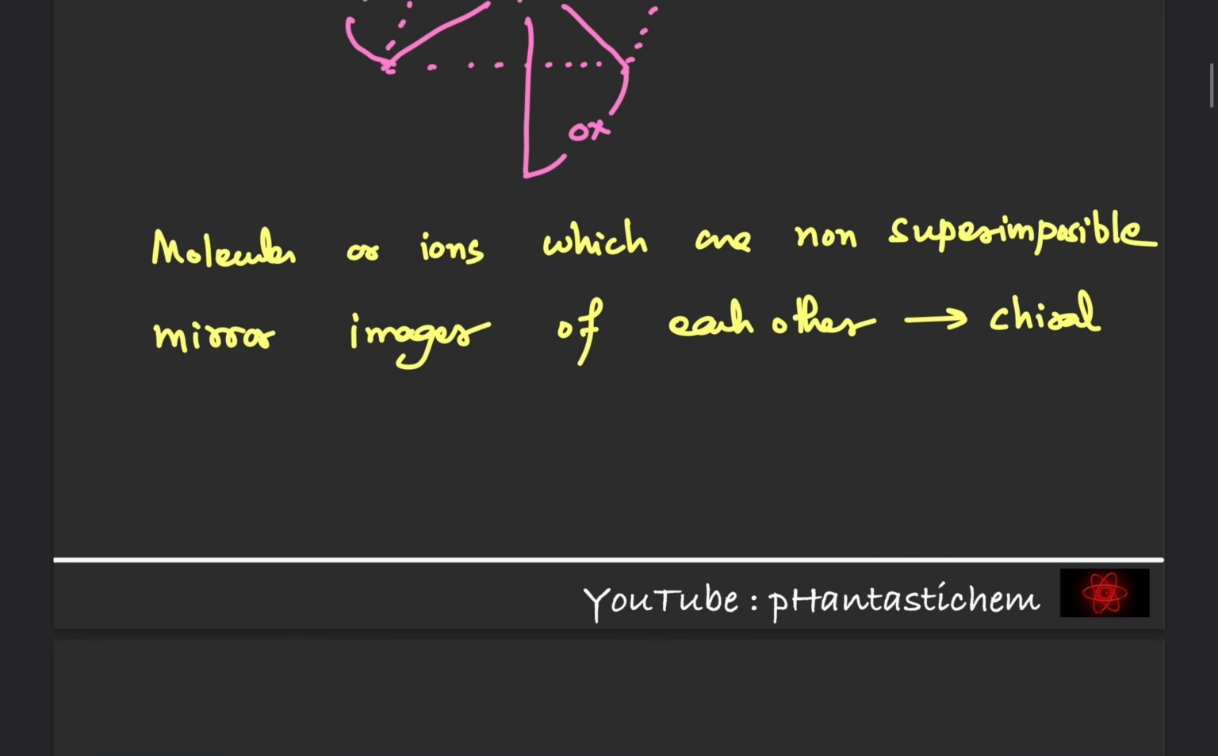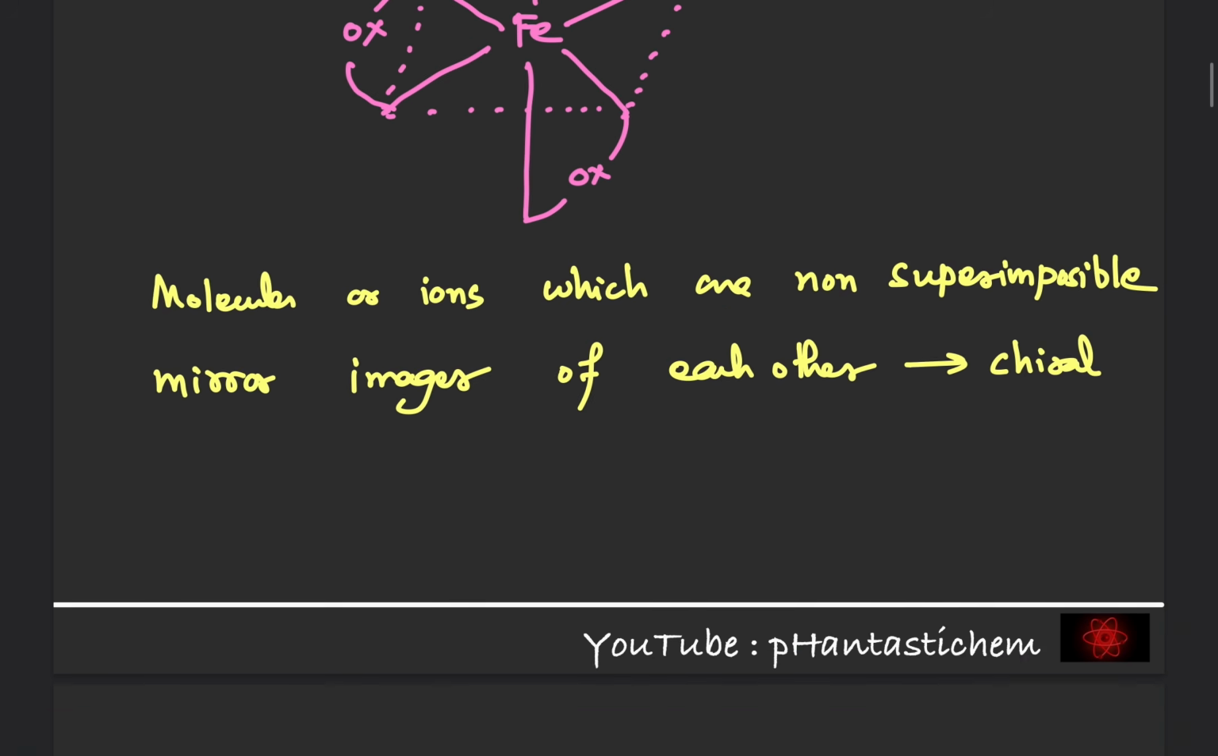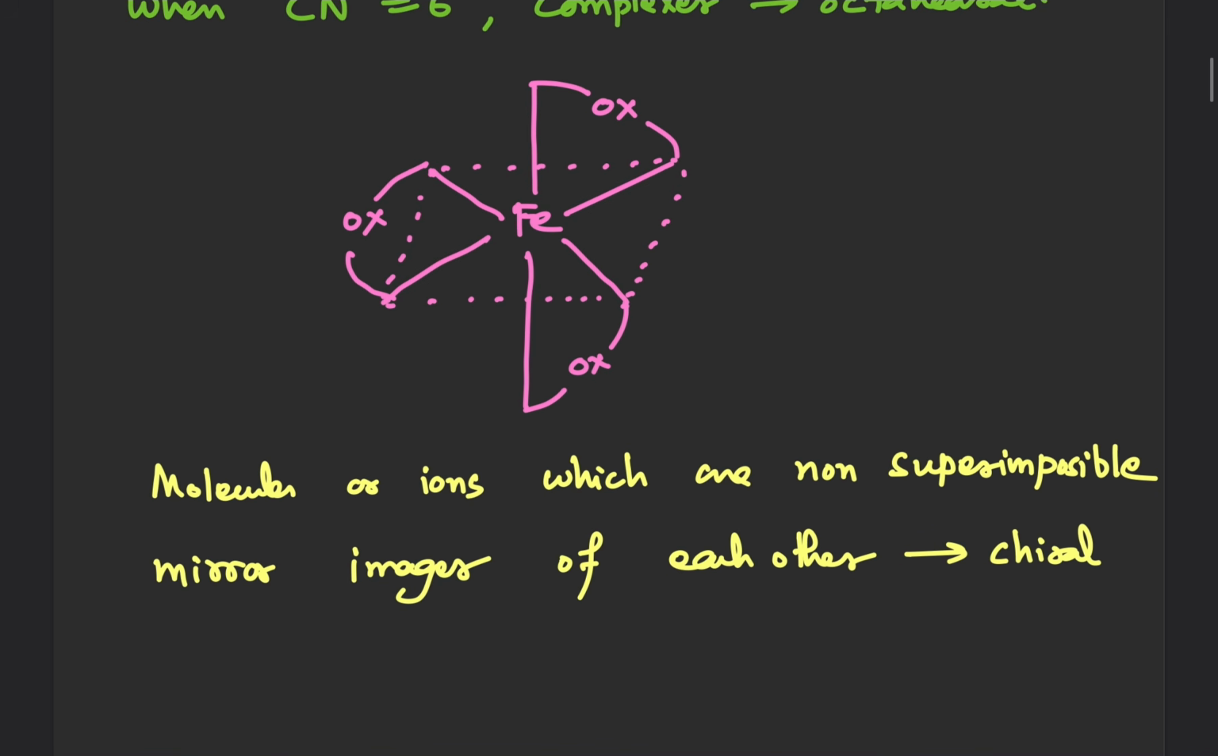To check the chirality of [Fe(ox)3]3-, we have to draw its mirror image. So let's say this is my mirror. The mirror image of this will look something like this.